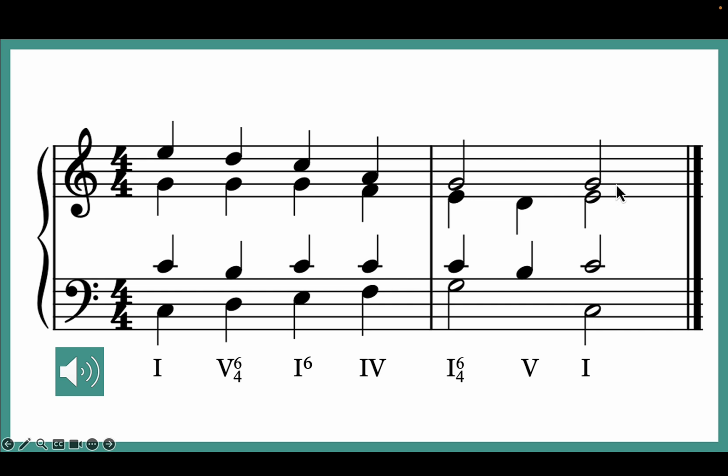Now, the reason that this is an imperfect authentic cadence rather than a perfect authentic cadence is because even though both of these chords are in root position, we have so in the soprano voice, so it can't be a perfect authentic cadence. And here is what it sounds like.